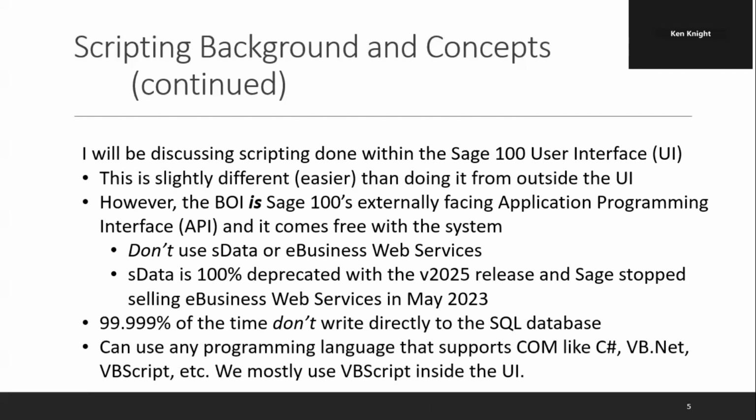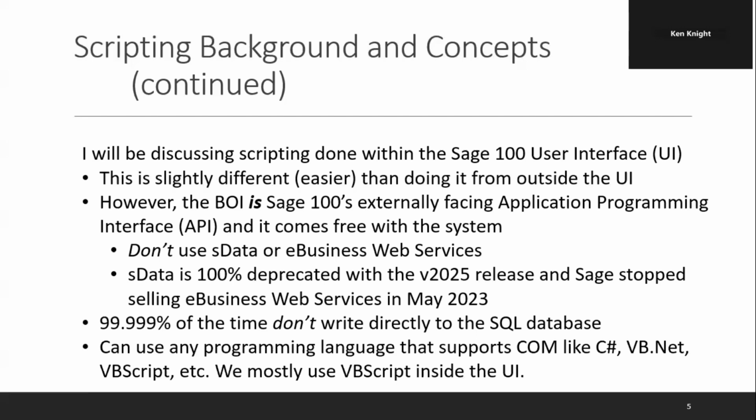Now, if you engage a development firm and they want to connect to Sage 100 from outside the user interface, they can utilize any programming language. You can even do this inside the user interface that supports COM, which is component object modeling, or an object-oriented programming approach like C#, VB.NET, VBScript, Python, etc. Any of those languages will work. We mostly use VBScript inside the user interface. So, with all that being said, let's start talking about programming within the user interface.